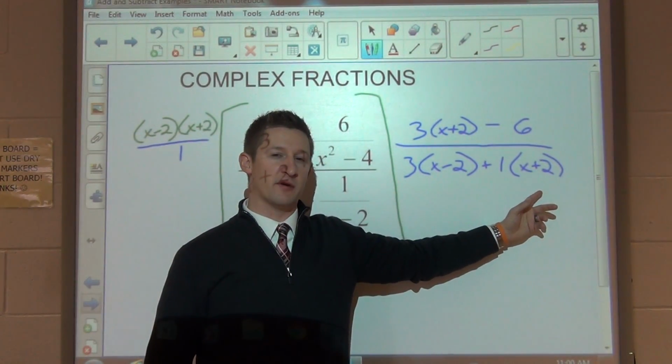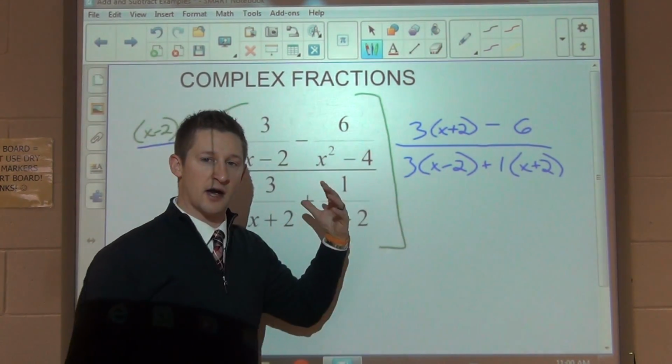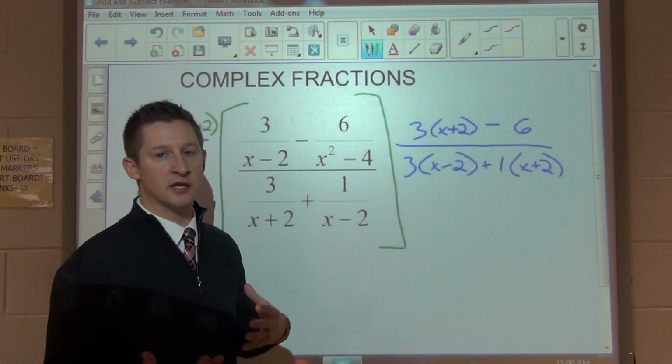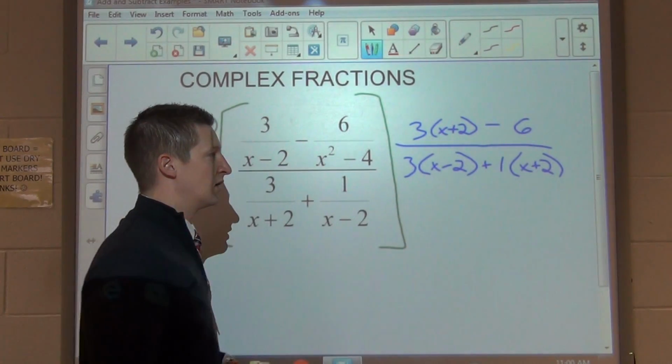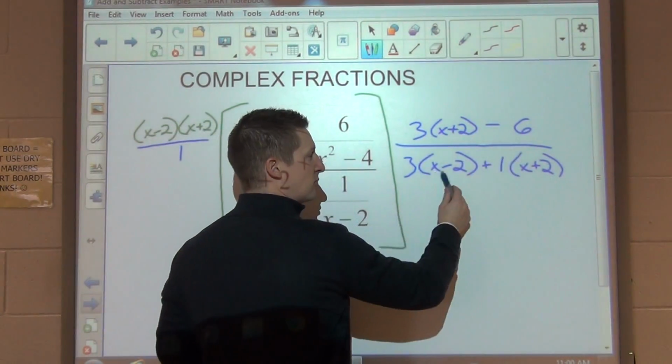Might be a quicker and easier way of doing it, but you would have to find the least common denominator and know how to multiply this all out. So again, it's not for everybody, but for some it might be a little bit more of a shortcut method to doing this. Finally, we do need to simplify numerator and denominator.